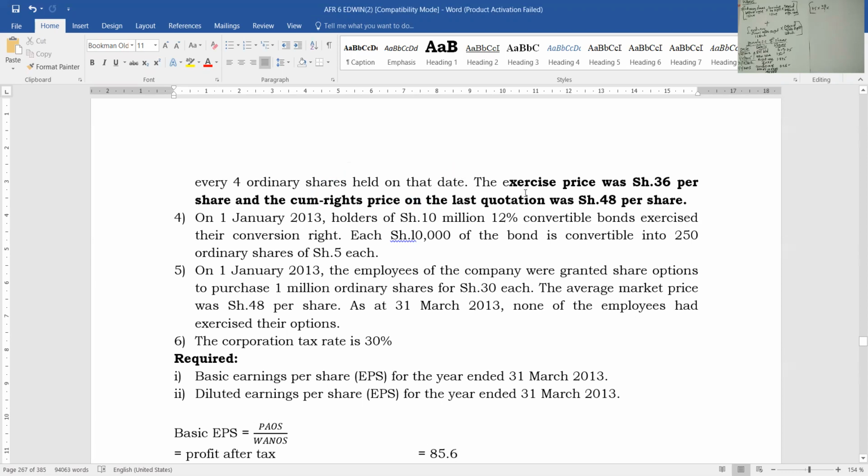So this is the case, the one which is bolded. We said that the exercise price was 36 per share and the cum-rights price on the last quotation was 48. So the 48 is the fair value, which is the market price. The theoretical exercise price, I have to do a calculation. Then the period before the rights issue.